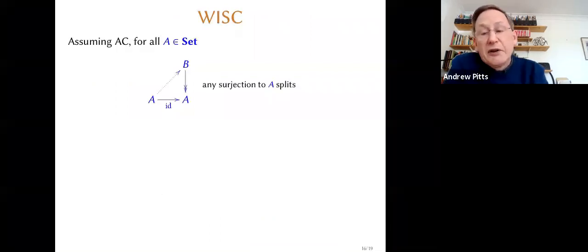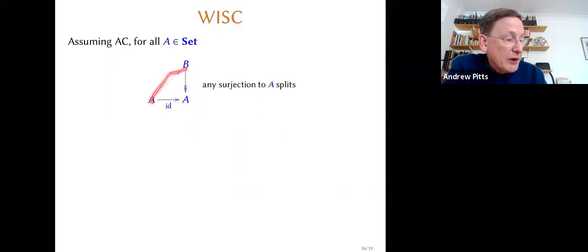What we found is that the choice principle whisk is enough. And I'll explain what whisk is and also why you shouldn't feel too unhappy about assuming that it's true. Let me first of all tell you what it is. So you remember the axiom of choice. One way of saying the axiom of choice is if you've got a set A and you've got a surjection from B to A, then that surjection splits. Choice tells us that we can find a map back from A to B, which composed with it gives you the identity.